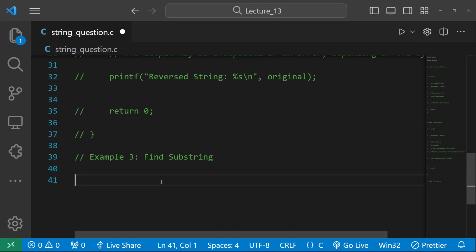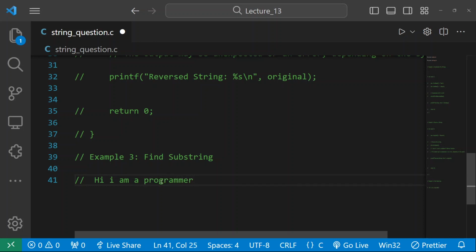We were extracting the substring means basically we were given a big string, and from it we were extracting some part, whatever part we wanted. But in this question, we need to find. Extracting is a different thing, and finding is a different thing. Let me write here: I am a programmer.